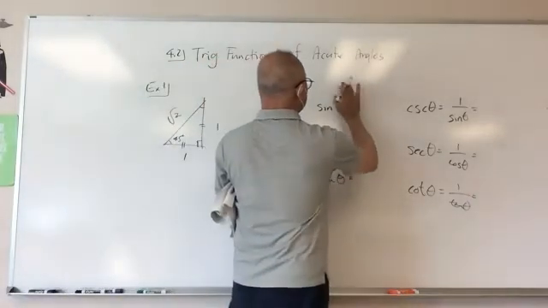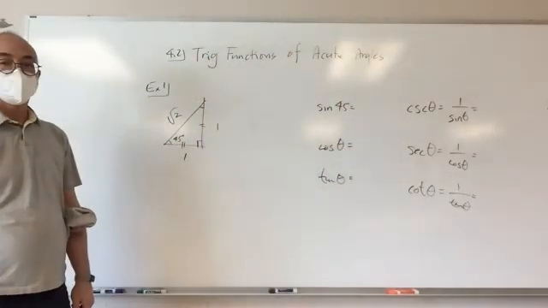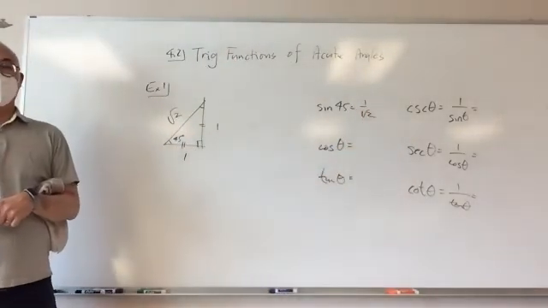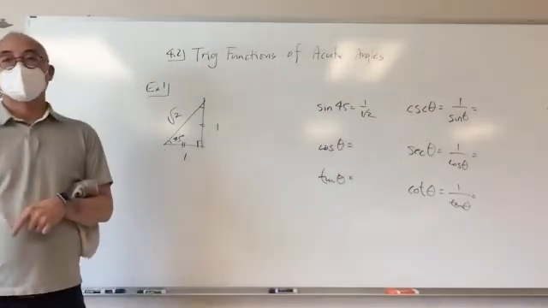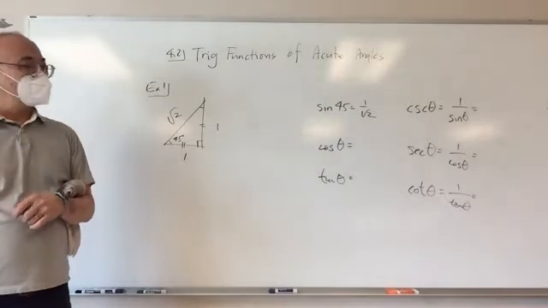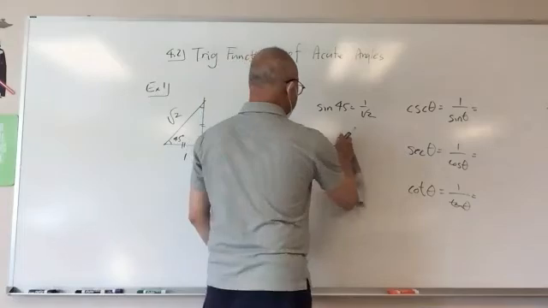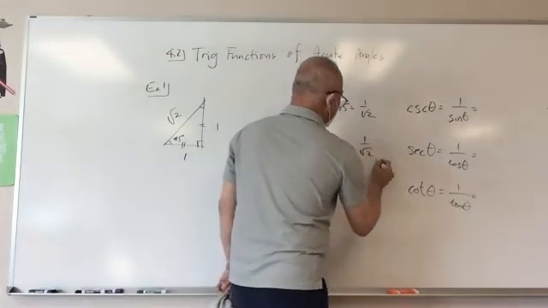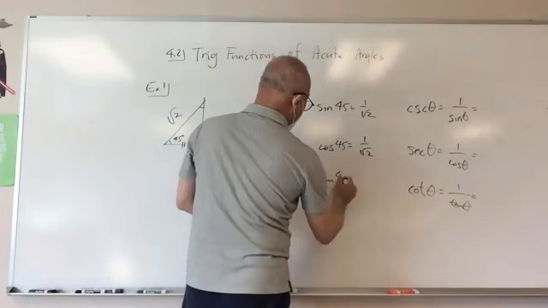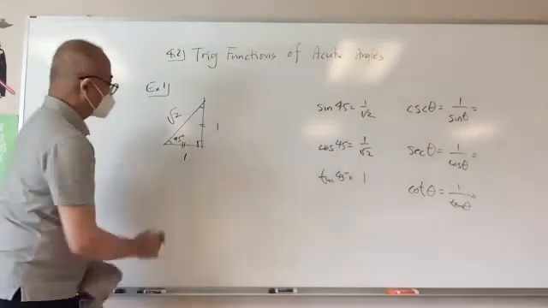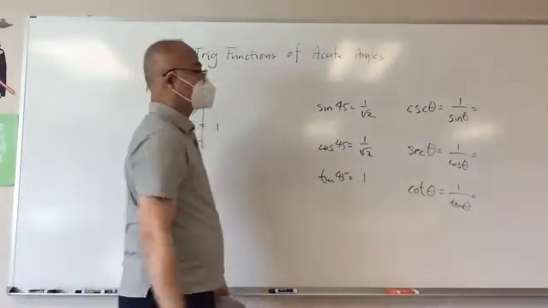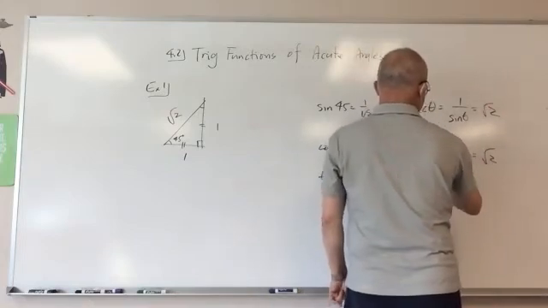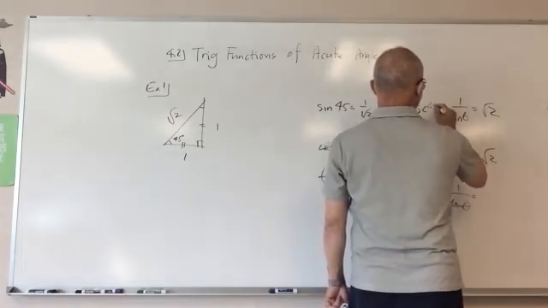So what is sine 45? Bottom top, 1 over root 2. By the way, in my class, you can leave it like this. You do not have to change that to root 2 over 2. 1 over root 2 is perfectly fine. Cosine 45 is also 1 over root 2. Tangent 45 is 1 over 1, which is 1. Cosecant is root 2. Secant is also root 2. Cotangent is 1.